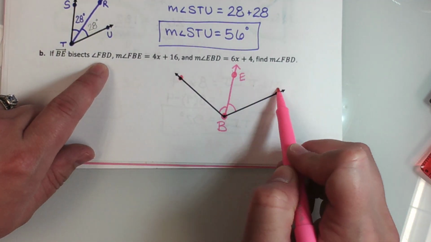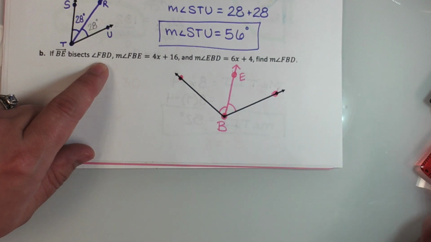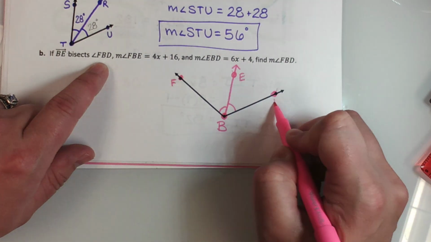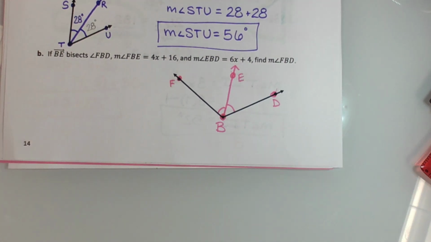Now I've got a point over here and I've got a point over here. Those 2 points better have what as their letters? F and D. Does it matter which one goes on which? No, it's still angle FBD regardless of which one is the F and which one's the D.